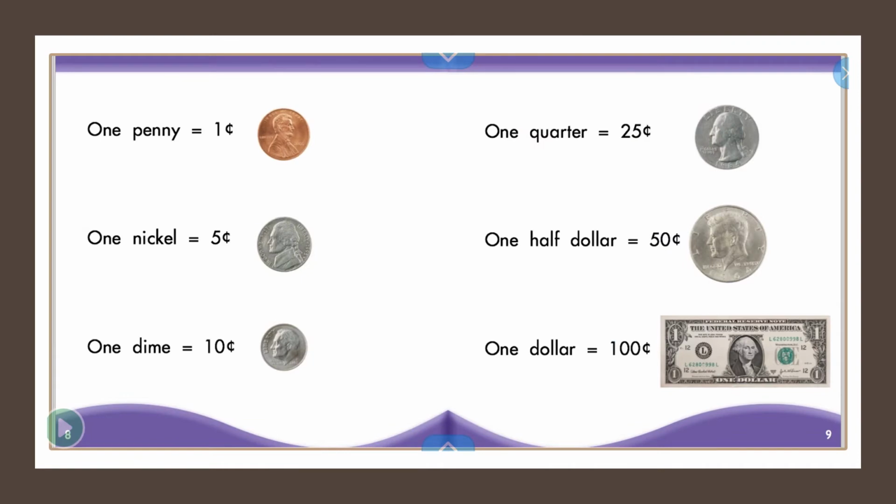1 penny equals 1 cent. 1 nickel equals 5 cents. 1 dime equals 10 cents. 1 quarter equals 25 cents. 1 half dollar equals 50 cents. And $1 is equal to 100 cents.